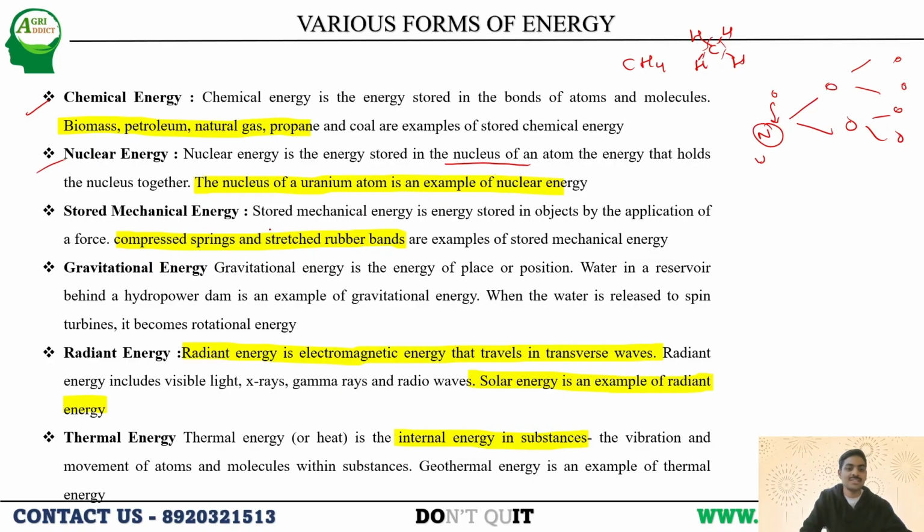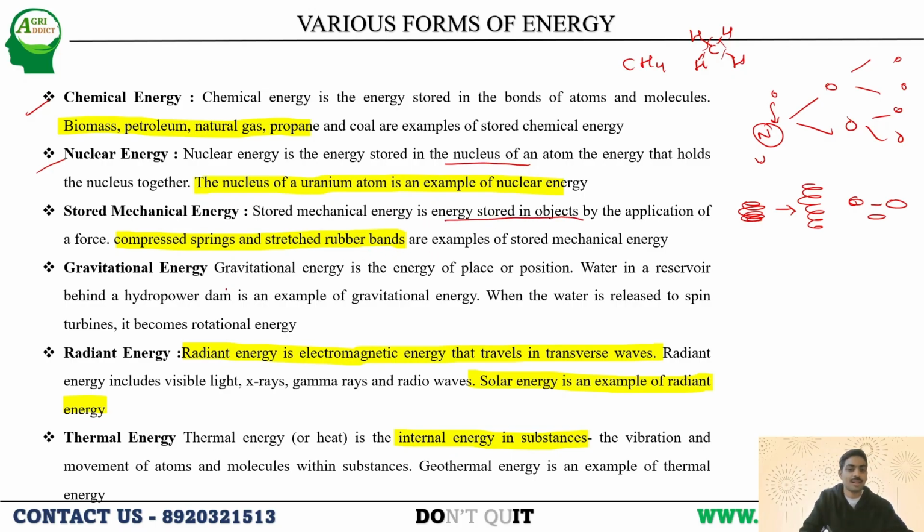Next, stored mechanical energy. The examples you can learn are stretched rubber bands and compressed springs. People may know this compressed spring. When it is released, the energy is retained back. And a rubber band, when you stretch and leave it, returns to its original shape. That is the energy stored in the rubber band, which will be expressed when released. Here, the energy is stored in the objects.